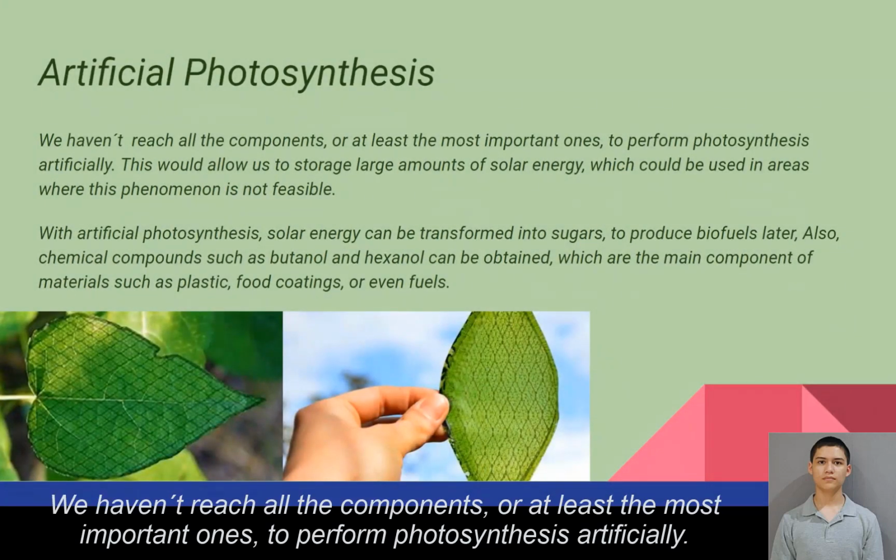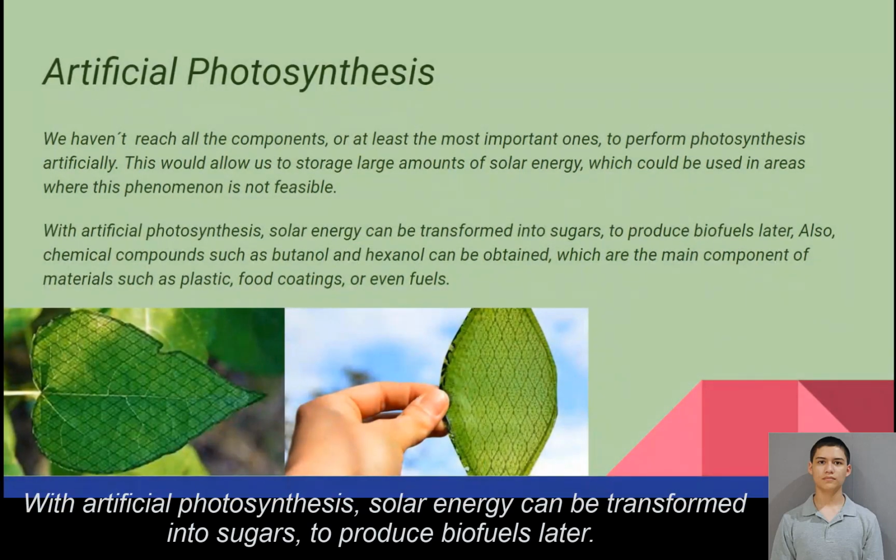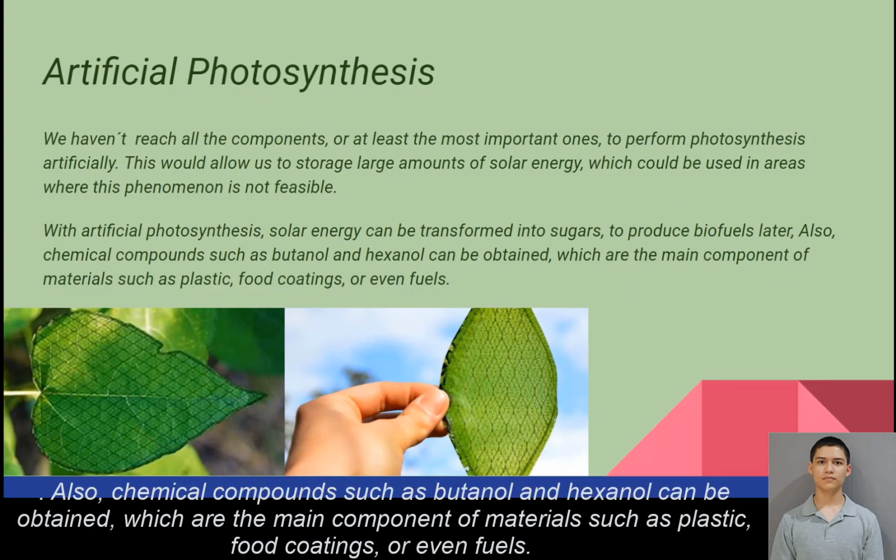Artificial photosynthesis. We haven't reached all the components, or at least the most important ones, to perform photosynthesis artificially. This would allow us to store large amounts of solar energy, which could be used in areas where this phenomenon is not visible. With artificial photosynthesis, solar energy can be transformed into sugars to produce biofuels later. Also, chemical compounds such as butanol and ethanol can be obtained, which are the main component of materials such as plastic, food coatings, or even fuels.